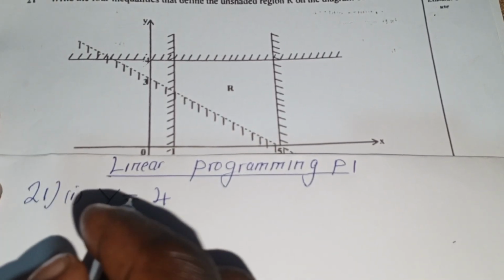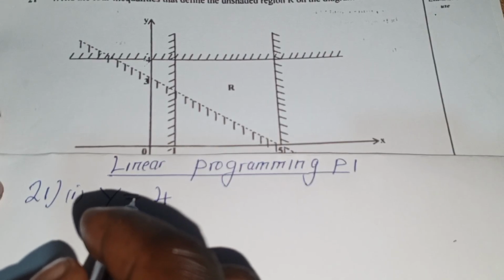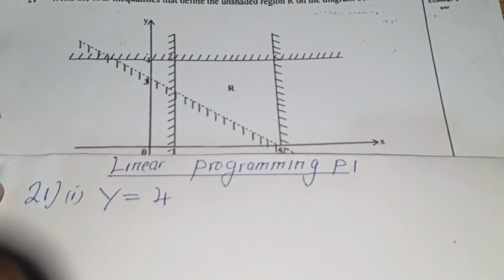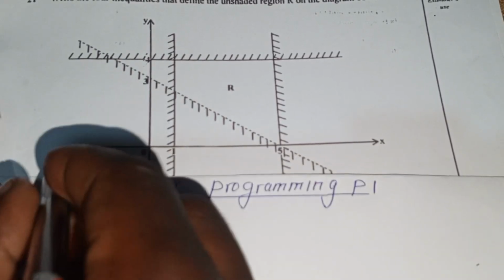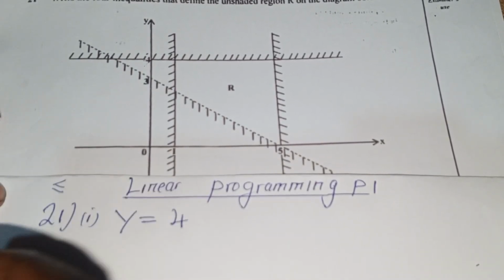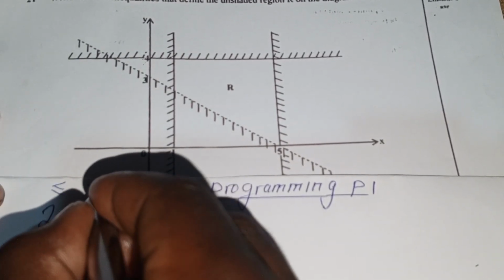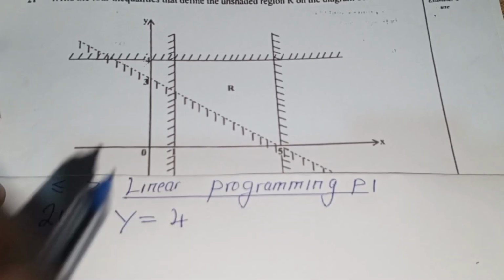Now where there is the equal sign here, we need to replace it with the inequality. Now what type of inequality? Remember, this is a solid line. So we are either going to use less than or equal, or we are going to use greater than or equal. Now between the two, which one?